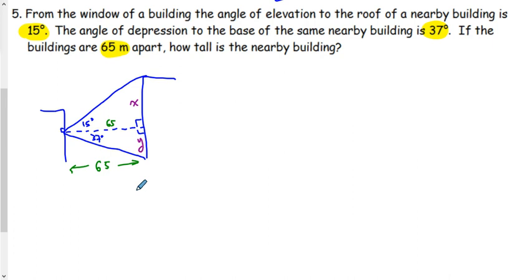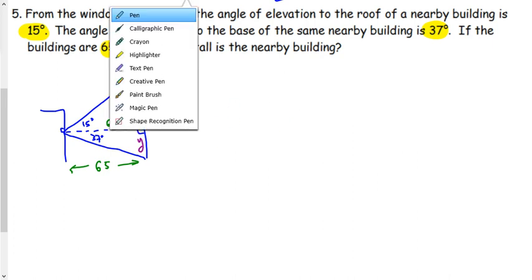Now, you might look at this and say, I'm going to add 15 and 37 together, get that whole angle, and try and turn this into like a sine law or cosine law problem. The problem is we don't know any of the outside sides, the side lengths on the outside of this bigger triangle. So we're going to have to actually do this as two right angle triangles and add them together. That's the only way to solve this.